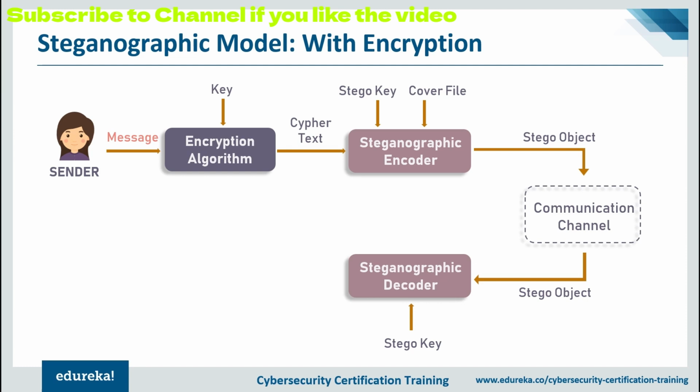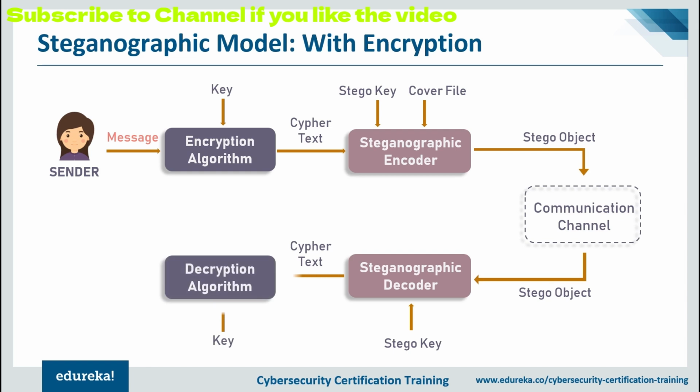Now on the other end, if the receiver wants to extract the secret message, he feeds this stego object along with stego key into steganographic decoder. As a result, he gets a ciphertext, and to decrypt the data, he feeds this ciphertext and the key, that's decryption key, into decryption algorithm. And as a result, he gets the secret message which was intended for him through the sender.